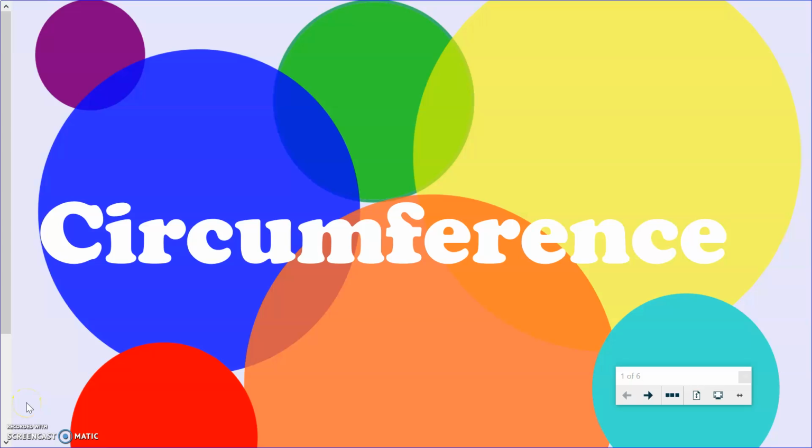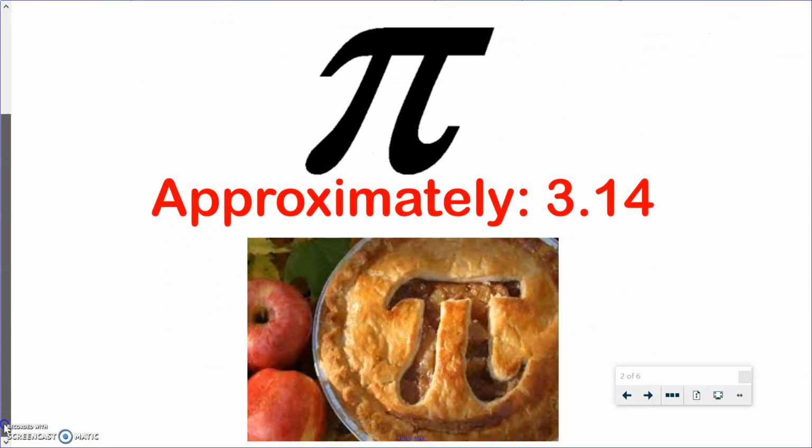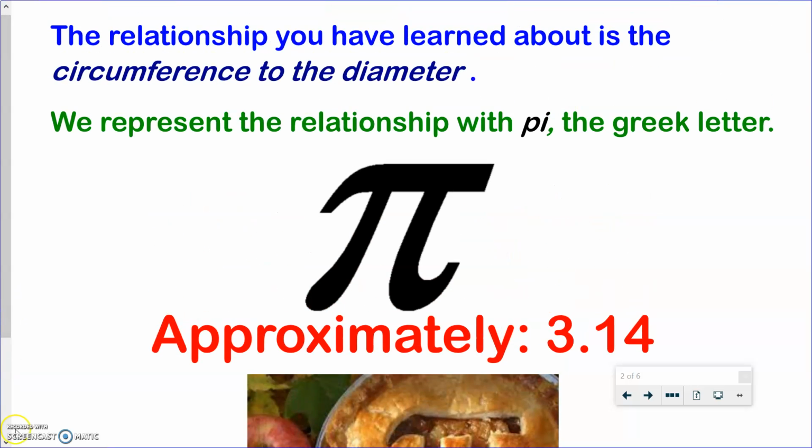All right, so today we are going to be calculating circumference. Remember, circumference is the distance around a circle. So the relationship you learned about circumference to the diameter, we represent the relationship with pi. And remember, pi is approximately 3.14.